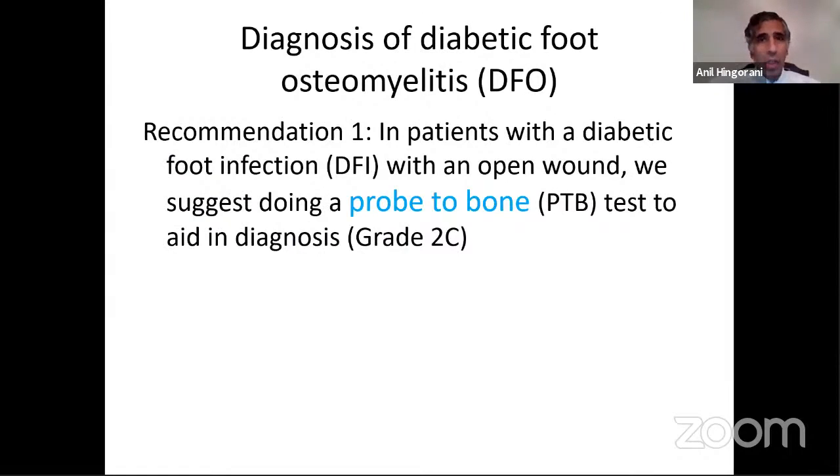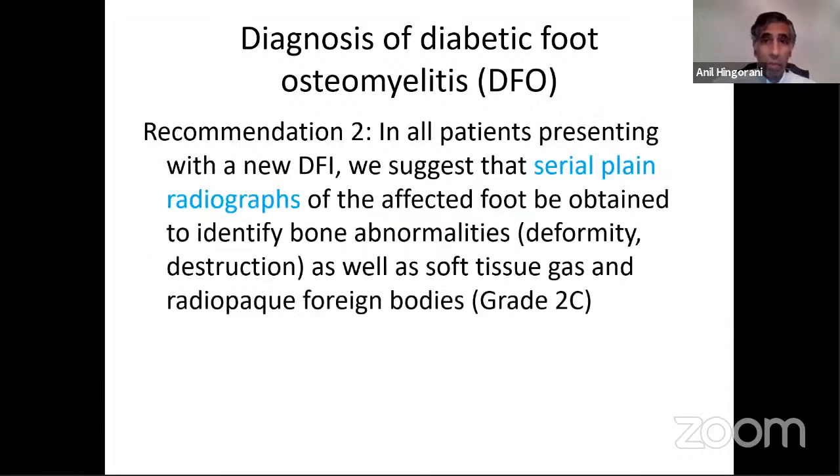Okay, moving on to diagnosis of diabetic foot osteomyelitis. The easiest way to diagnose this is on physical exam. You take a sterile Q-tip, probe the wound, and if the bone is exposed on exam, you have osteomyelitis if the patient's a diabetic. Simple, cost-effective, and very sensitive. In patients who present with a new diabetic foot infection, serial plain radiographs can be very helpful to diagnose the problem, as well as looking for soft tissue gas and radiopaque foreign bodies.